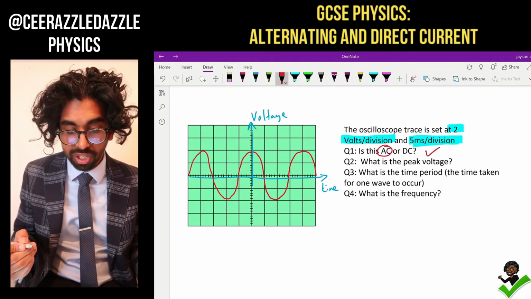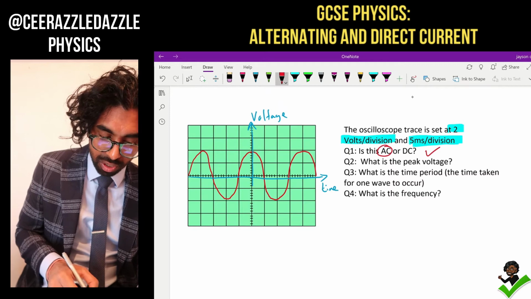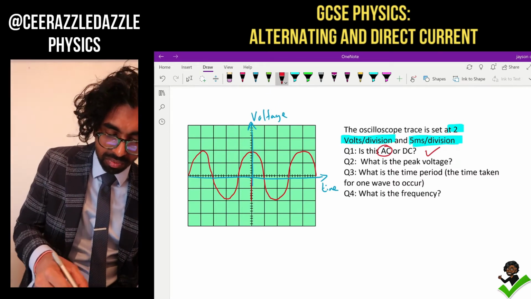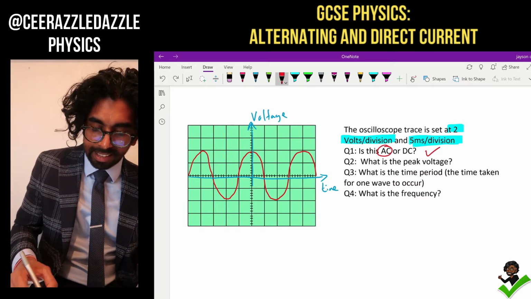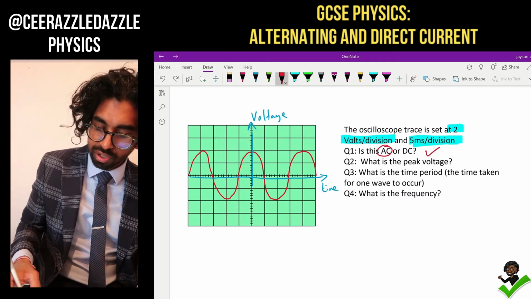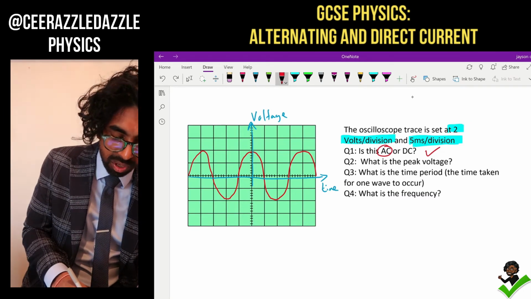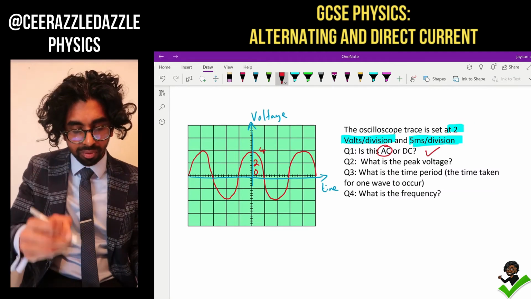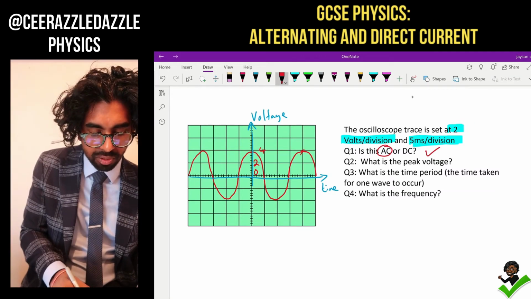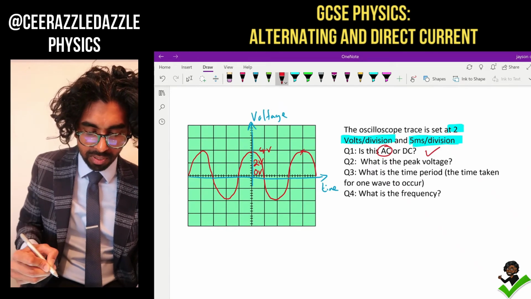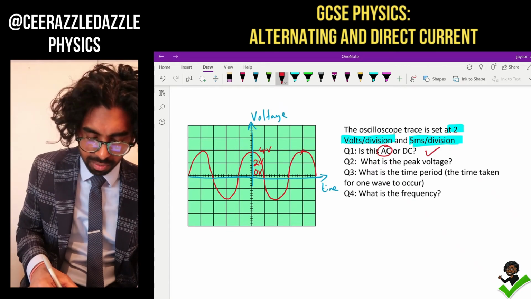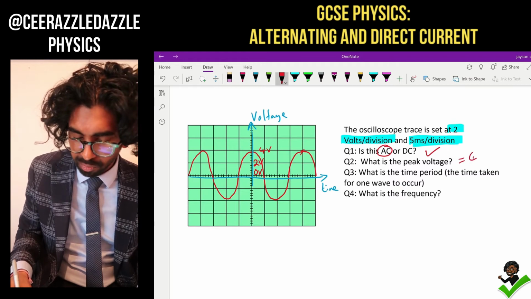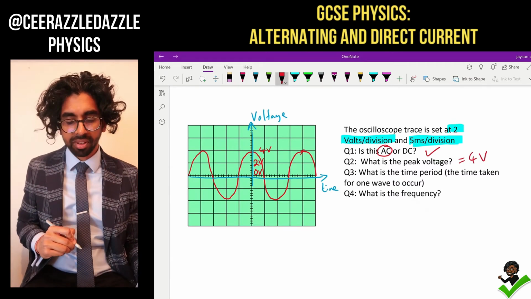What is the peak voltage now? You know that's the vertical axis. Let's go back. So you know it's going to be 2 volts per division. So this one is 0 over here. This one is 2. This one is 4. So the peak of the wave is going to be over here. Therefore, it's 4 volts. Everyone happy with that? Why? It's the top part of that wave.